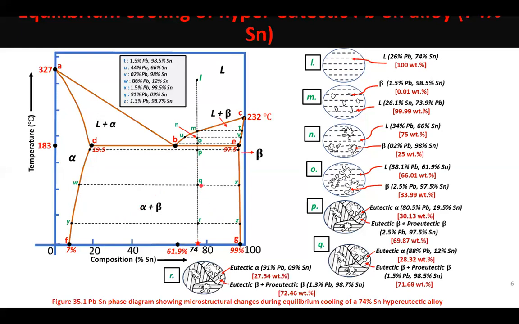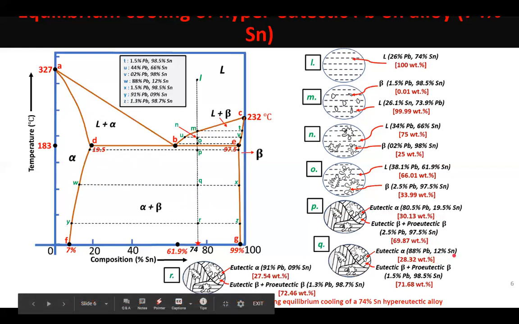So at point Q, if you are still in the alpha plus beta region, there would be alpha and beta only, but alpha would have changed in chemical composition, beta would have changed in chemical composition, and just because of this change in chemical composition only, the relative amounts of alpha and beta would have changed. Try to understand that here alpha was 19.5% tin, but at W alpha is about 12% tin. So where has this 7.5% tin gone?